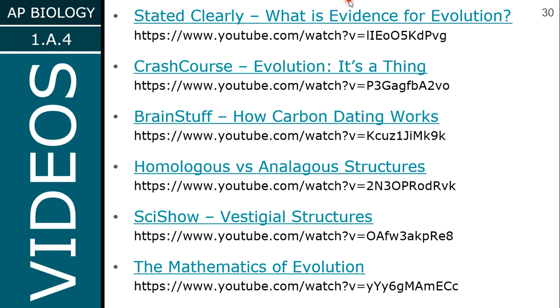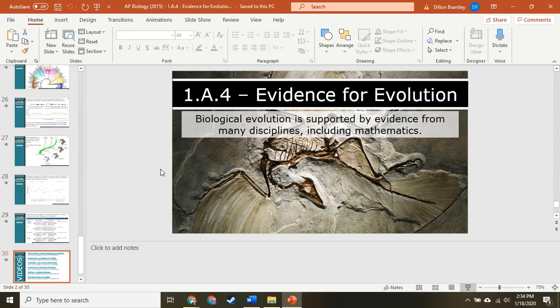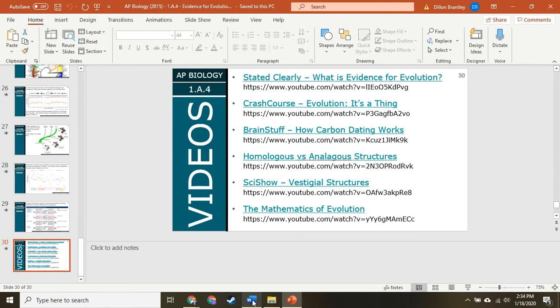And so I have some videos here that I would highly recommend that you take a look at. Specifically, the Stated Clearly "What is Evidence for Evolution" is an excellent resource. I love this Crash Course video, "Evolution, It's a Thing." And then finally, homologous versus analogous structures. Just in case you're really struggling with that, I highly recommend that you watch this video to break down those differences. And so that is the end of our primer of the evidence of evolution. And now we can actually start to apply the ideas of natural selection and see how populations actually change over time.